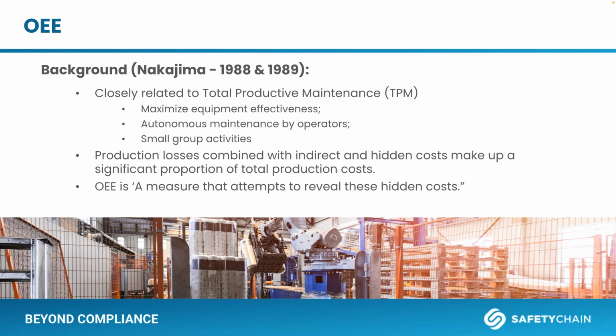Something that Nakajima observed was that production losses are combined with indirect hidden costs, and they make up a significant proportion of our total production costs. I mentioned that going back to the costs in our product or our systems being value added, and there's waste. OEE is a measure, and this again goes back to Nakajima, that attempts to reveal these hidden costs. So we take them from hidden so we can see them, and then we can do something with them.